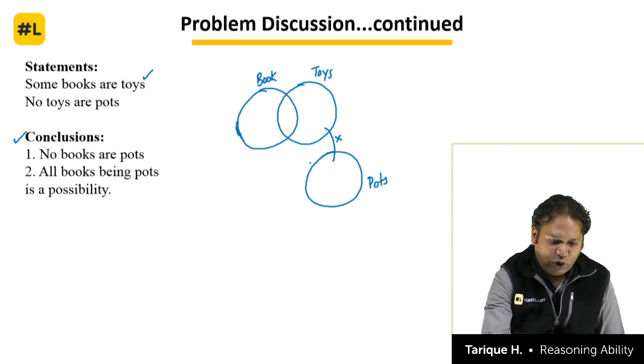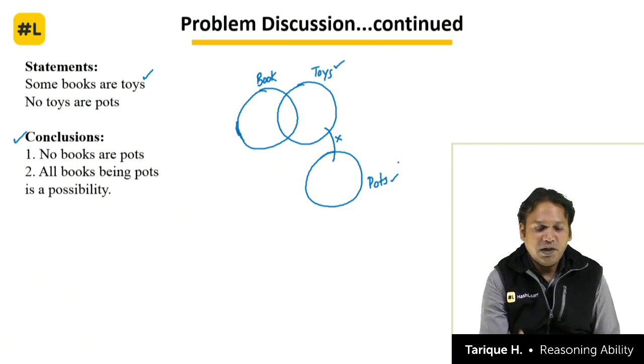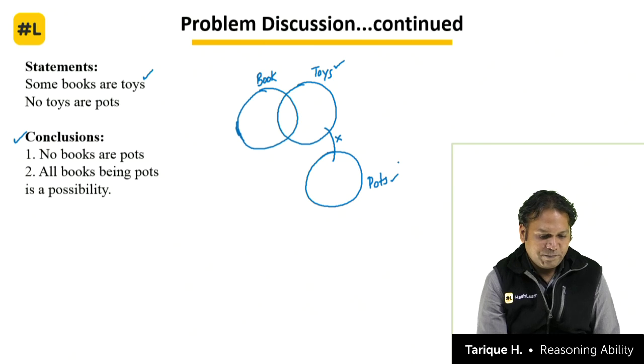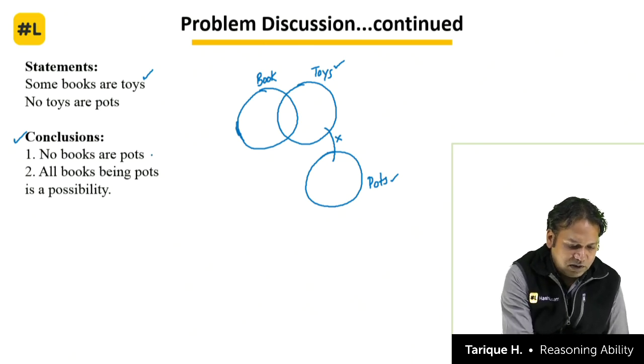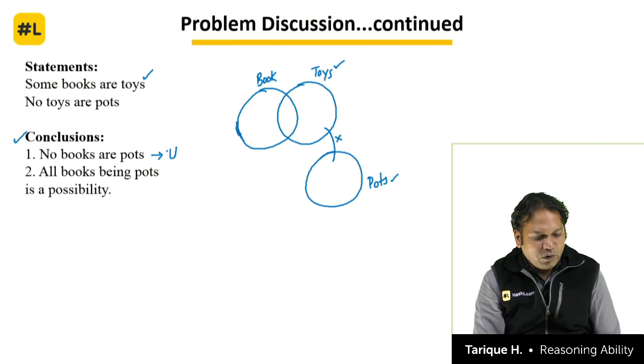We are sure that toys will never overlap with pots. But we don't know about books and pots. Books and pots may overlap. Right? So no books are pots is not false. No books are pots is not true. What is it? It is uncertain. All books being pots is a possibility.